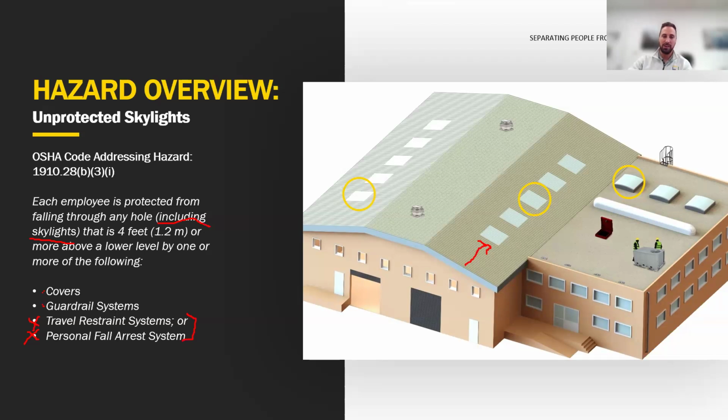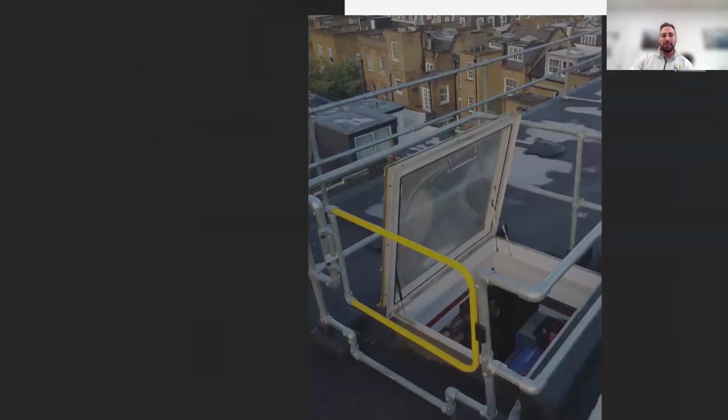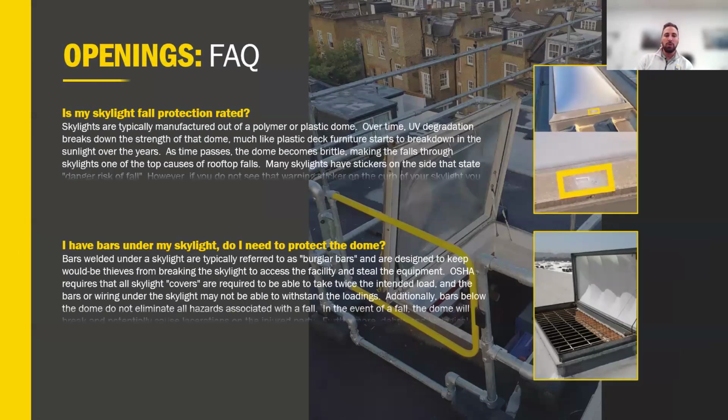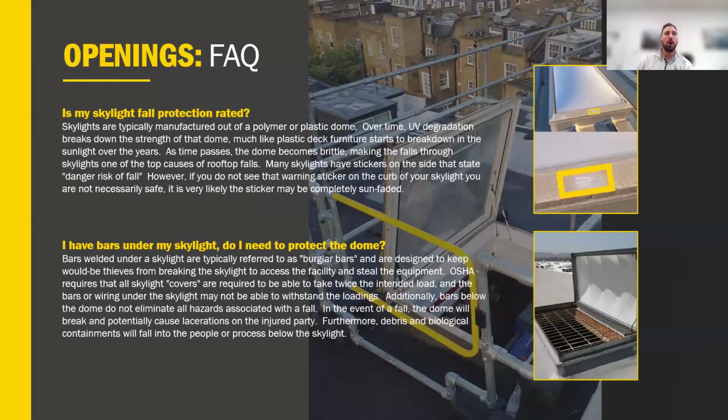So that's why when it comes to skylights, covers and guardrails are the most effective options, even though OSHA gives us these other solutions. As far as frequently asked questions, the number one question that I get is: is my skylight fall protection rated? The answer is it probably isn't. The reason it probably isn't fall protection rated is that skylights are made out of plastic. Most of them are not made out of glass or tempered glass. Some are, and there are some fall protection rated skylights. You can walk on some glass that's designed, over atriums and things like that. I wouldn't do it, but it is designed that way.